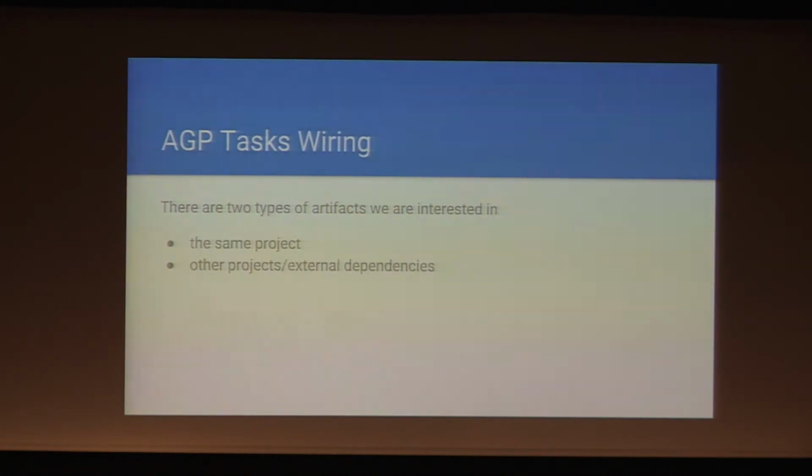So that was sort of a task in isolation, but how do they communicate? How do they wire together? So there are two types of artifacts we care about. There are the artifacts that come from the same project, but there are artifacts that come from other projects and external dependencies.